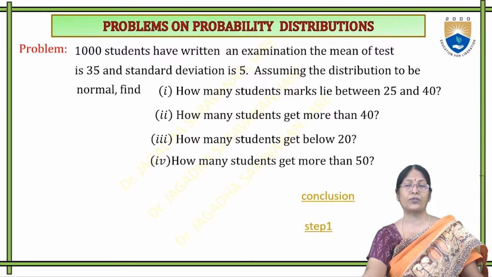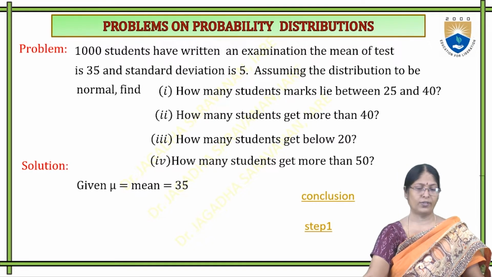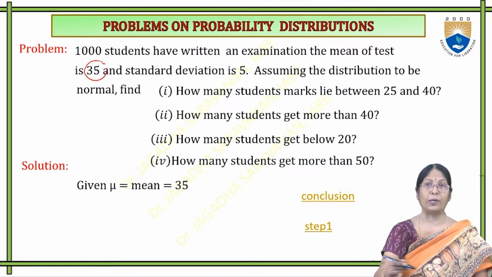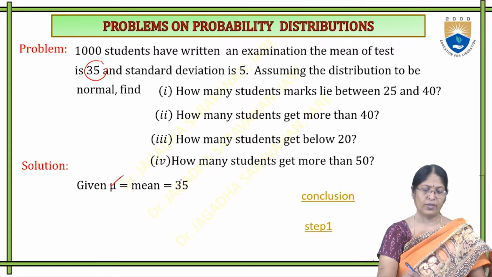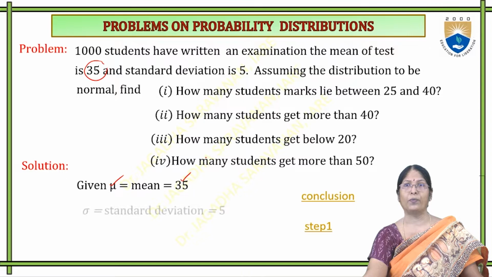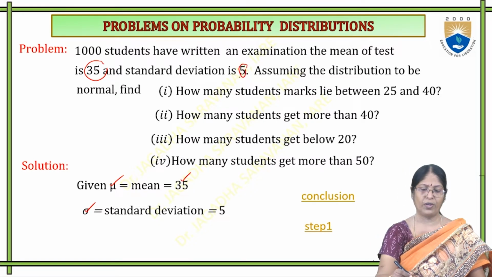First, the normal distribution, two types. When mean and standard deviation both are given, if they are not given. Two types. The first type, we will do it now. Yes, what is the data which is given? Here, the mean. The symbol of mean, mu. The data is 35. Standard deviation, sigma. The value is 5.